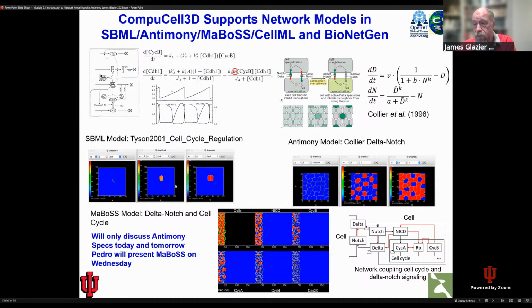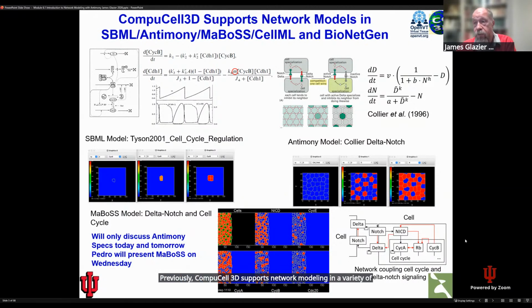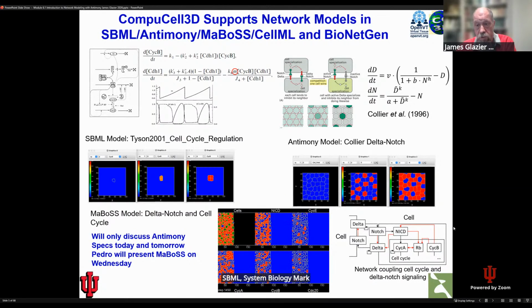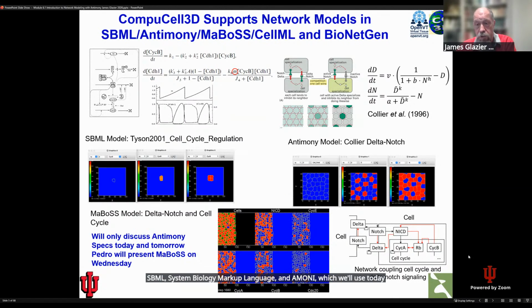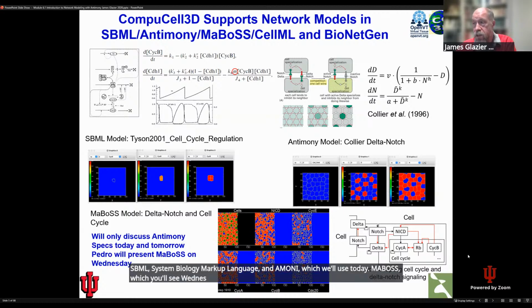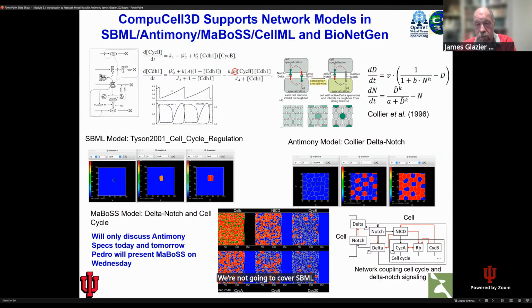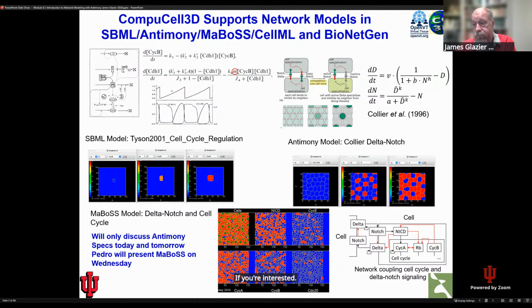As I mentioned before, and you've seen this slide previously, CompuCell3D supports network modeling in a variety of languages. SBML, System Biology Markup Language, Antimony, which we'll use today, MaBoSS, which you'll see Wednesday morning, CellML, and BioNetGen. We're not going to cover SBML, CellML, or BioNetGen. If you're interested, there are online resources for that.